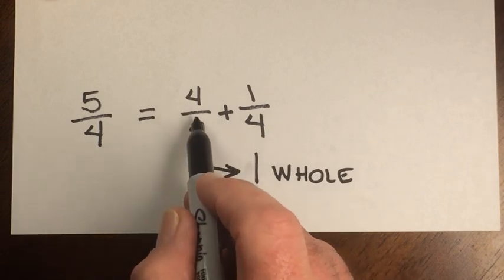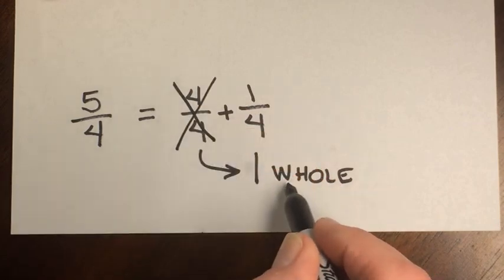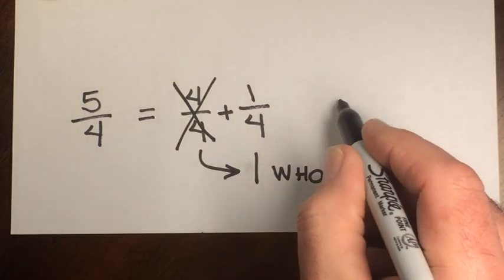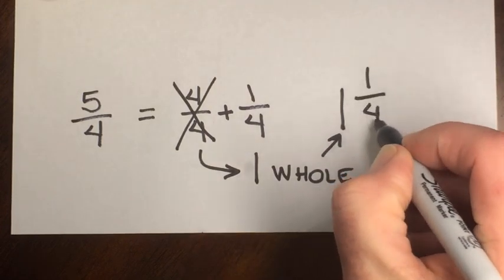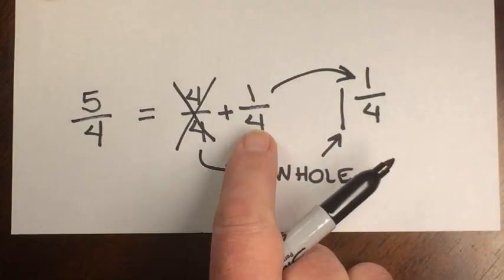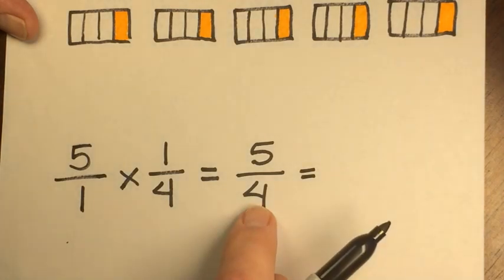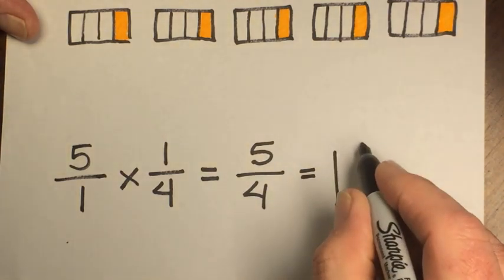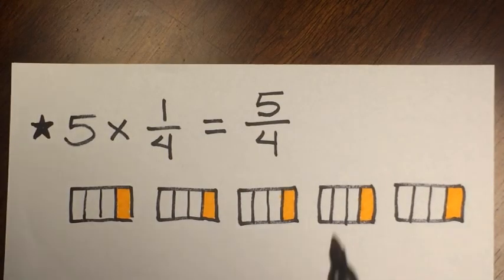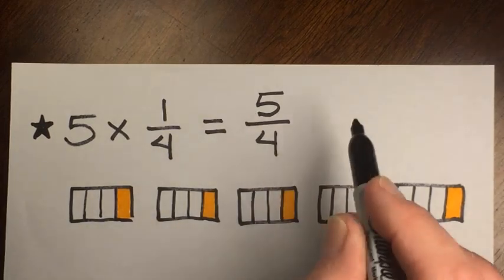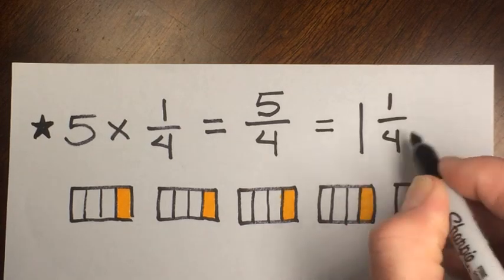So this really means we have 1 whole plus this fourth. Go ahead and get rid of this. Switch it over to 1 whole number. We really have 1 whole number and then the 1/4. So the answer we got up here of 5/4 is also 1 and 1/4. So our original starred problem, 5 times 1/4 is 5/4, also equals 1 and 1/4.